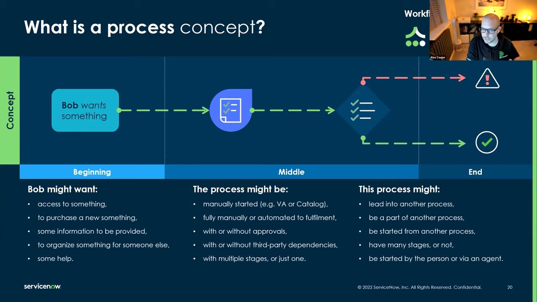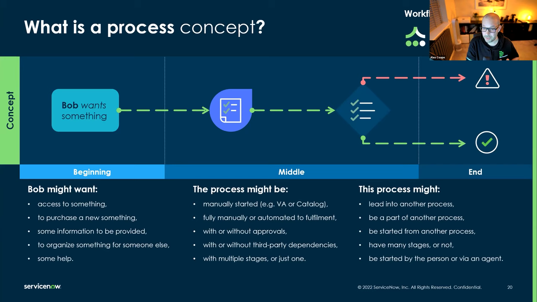And every process, no matter what it is, has a beginning, a middle, and an end. It has to, otherwise it doesn't work. So the beginning could be the catalog item or the record producer in the portal, or it could be the beginnings of a topic in VA chat. Sure, that's fine. Or it could even be he's calling up over the phone. Doesn't really matter. That's the beginning.